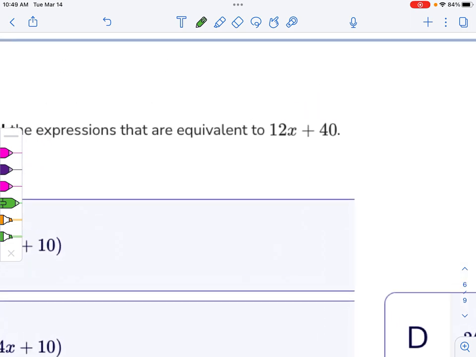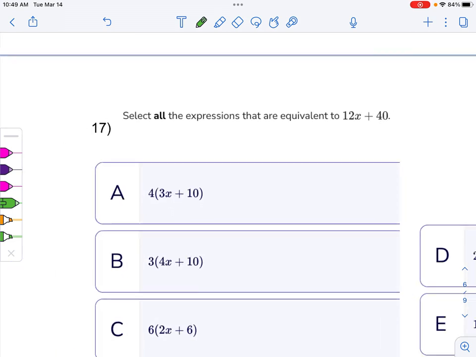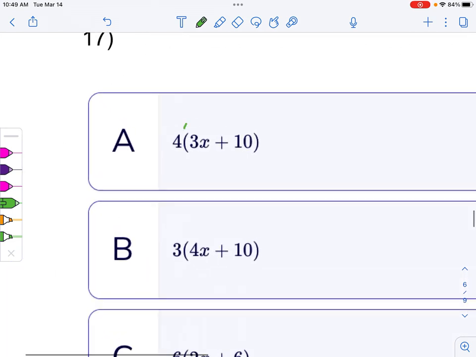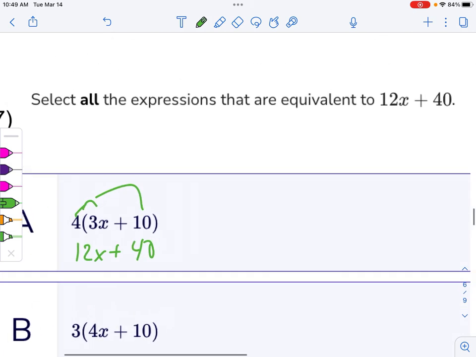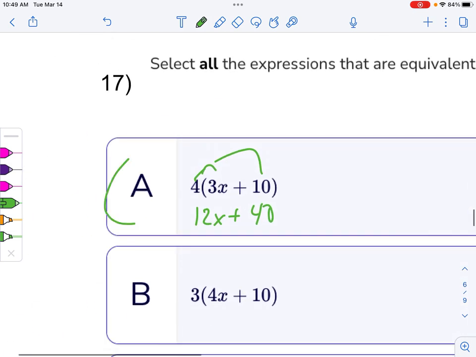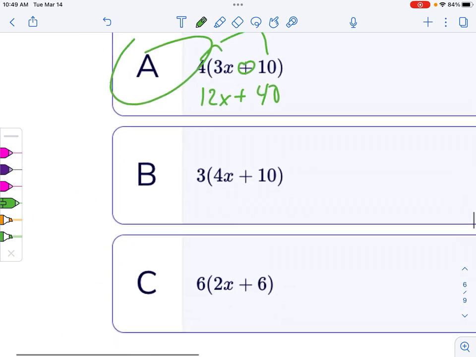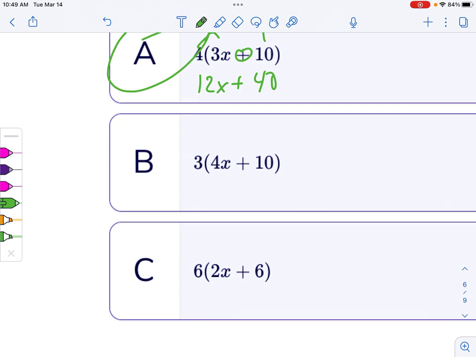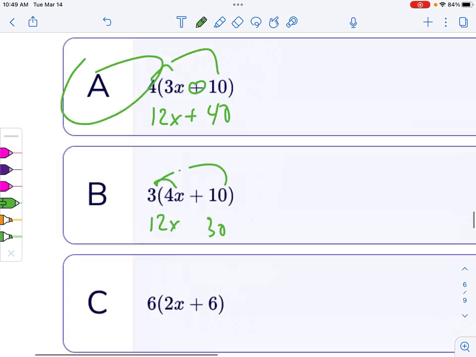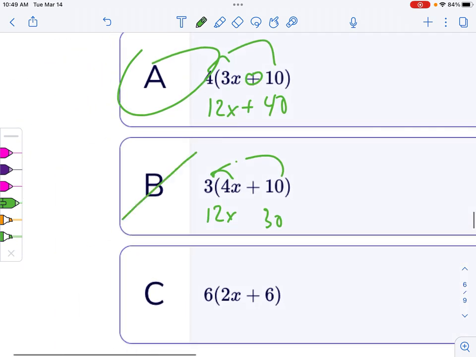Select all the expressions that are equal to this one. Okay, let's try it. Whew. Okay, 4 times 3. 4 times 3, that's 12x. And 4 times 10 is 40. And I'm going to watch the addition. Yep, this works. Let's try this one. 3 times 4, okay, that's 12x. And then that's 30. Nope, I'm looking for 40.